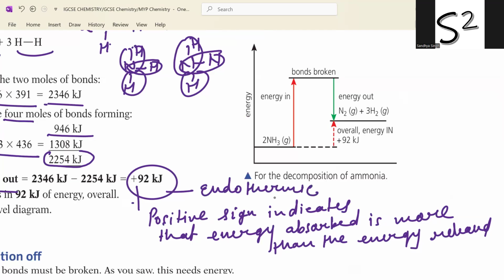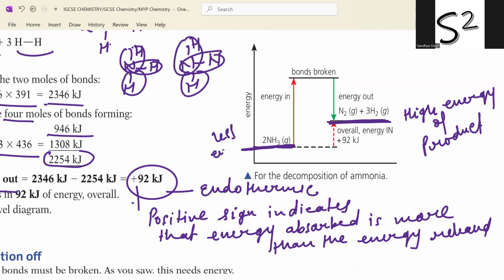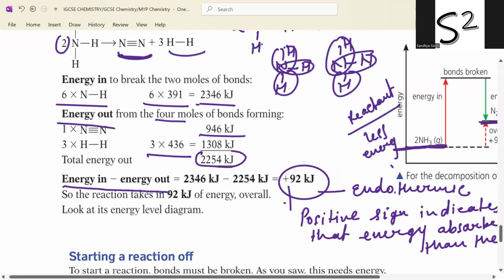Right? Okay. To draw the energy level diagram for this reaction, see, the energy of the product will be higher for an endothermic reaction, and the reactant's energy is less. The reactant's energy is less and the product's energy is high because the reaction is endothermic, because energy is absorbed during the reaction, right?